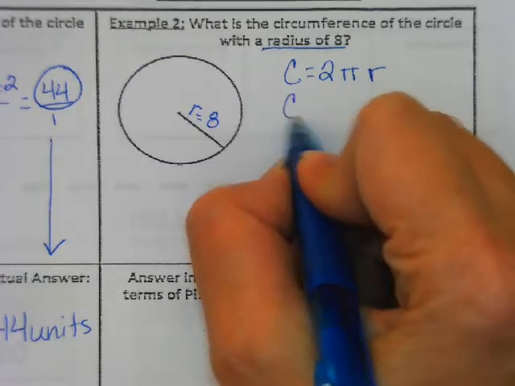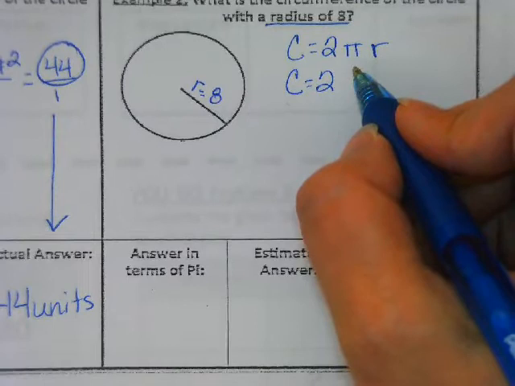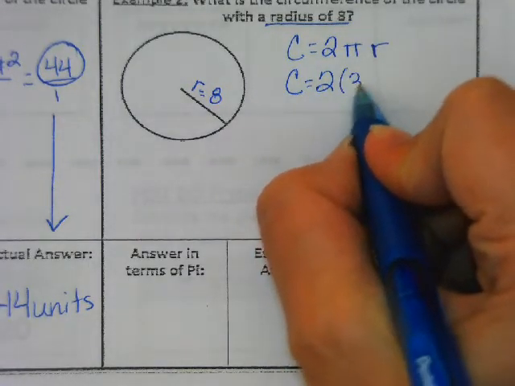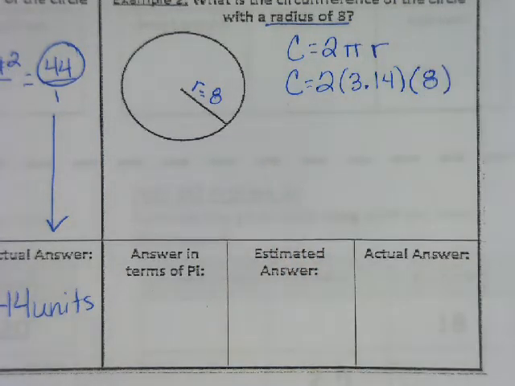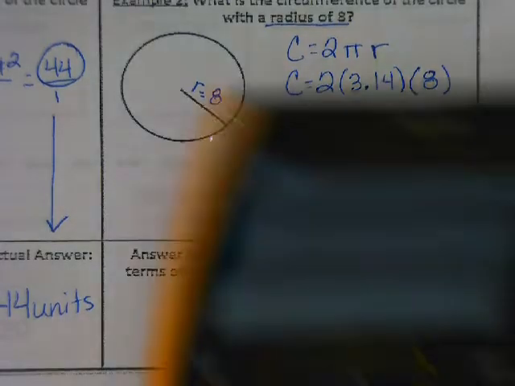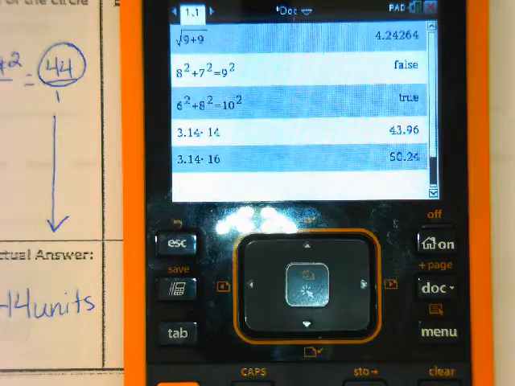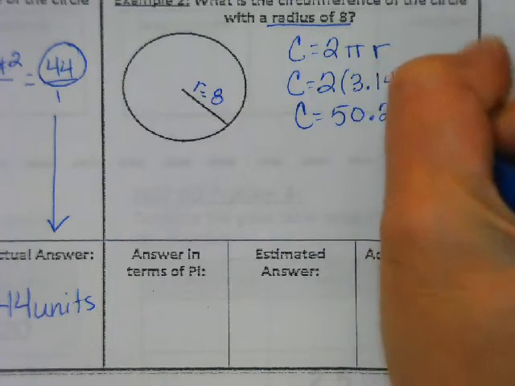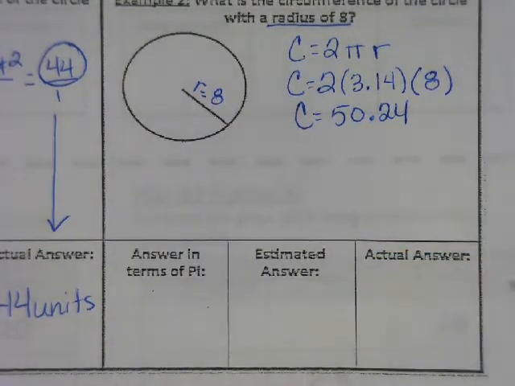And now we can plug in what we know. Well, what are we going to use for pi here? Why are we using 3.14? Because 8 is not a multiple of 7. So we can plug this in, and you can use your calculator. You can say 3.14 times 16, 50.24. Is that my answer in terms of pi, my estimated answer, or my actual answer?